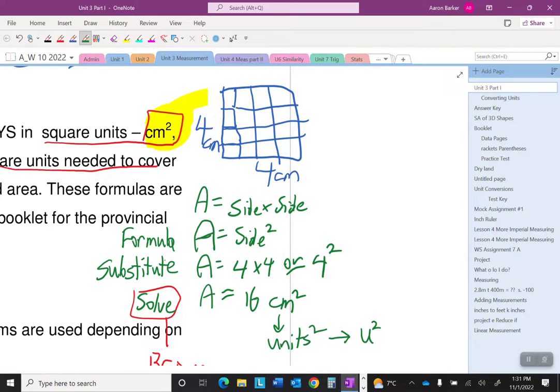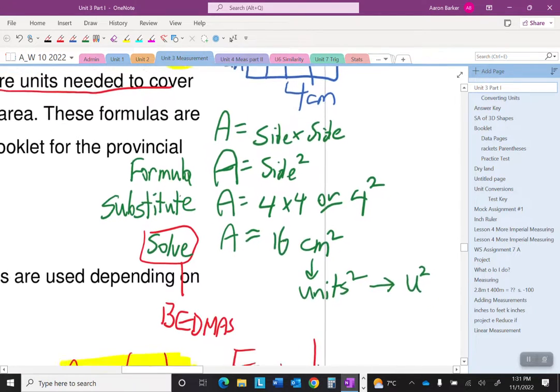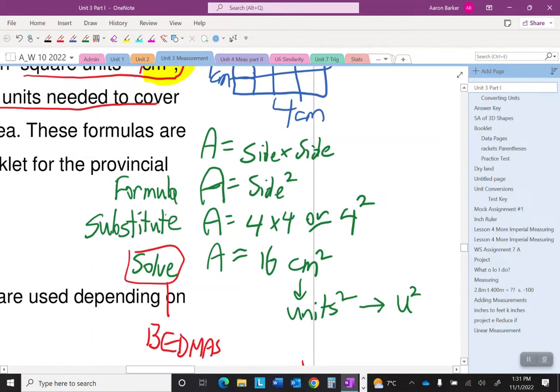Okay. Now, when you solve, you have to be careful because you have to do BEDMAS. At this stage of the game, you have to do a little bit of BEDMAS. So you have to follow the order of operations: brackets, exponents, division, multiply, add, subtract. So basically multiply and divide, then add or subtract. A lot of the simple formulas that we're going to look at today, you don't have to worry about it at all. It can be done in any order because it's all multiply or divide.